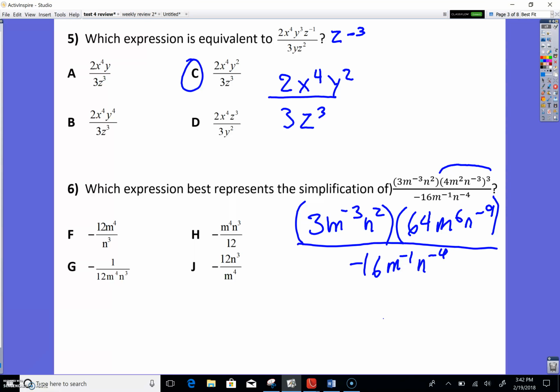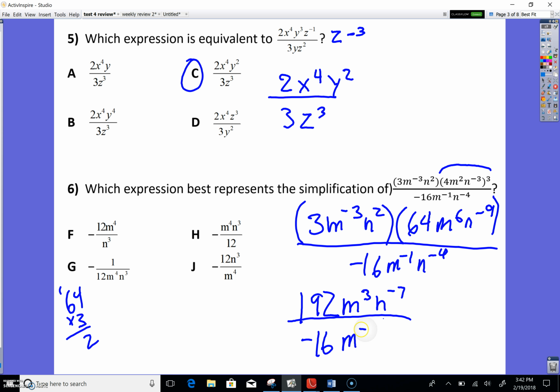Okay. 64 times 3. Gotta do it real quick over here. 12, 18, 192. And negative 3 plus 6 is n to the third, n to the negative 7, all over negative 16 and negative 1 and negative 6.